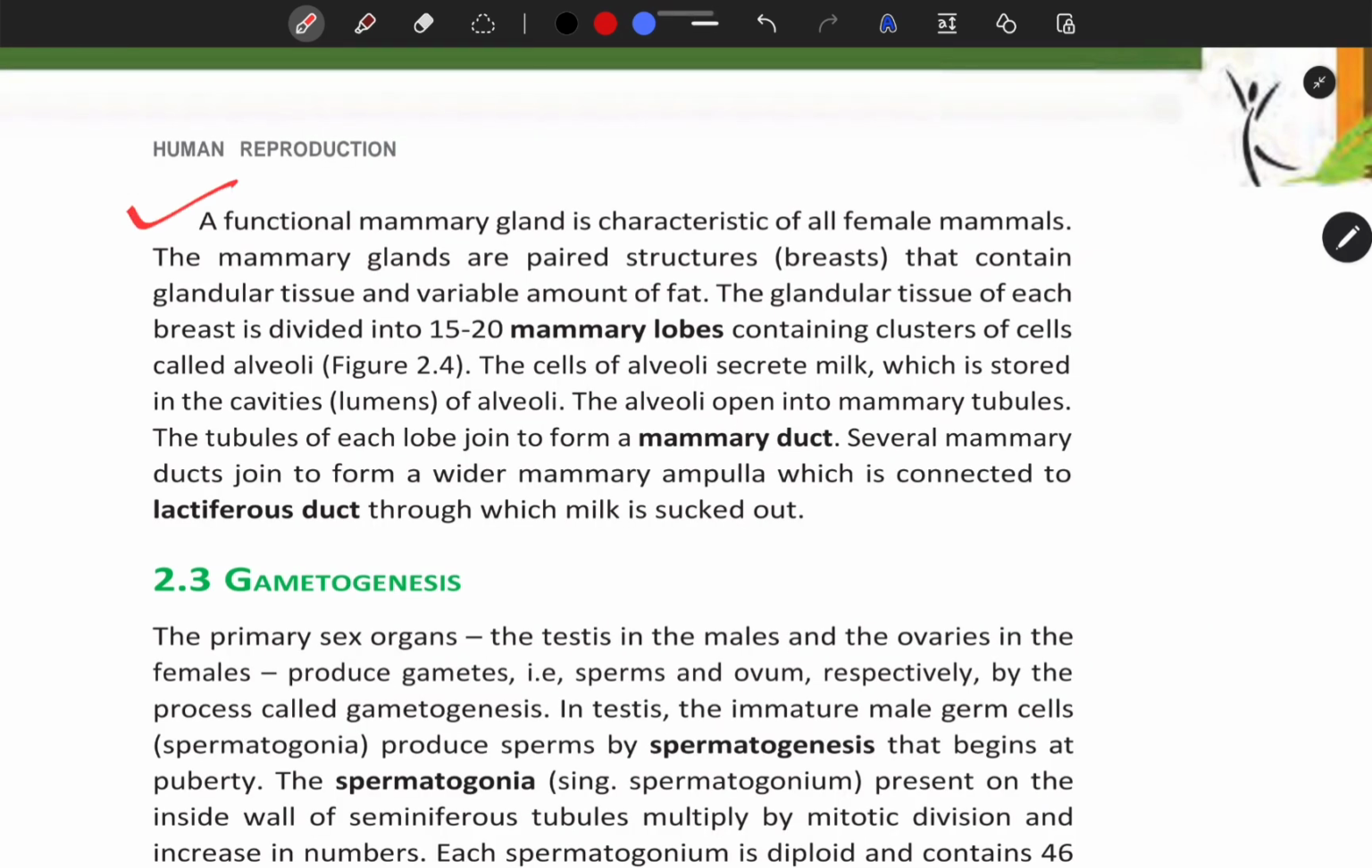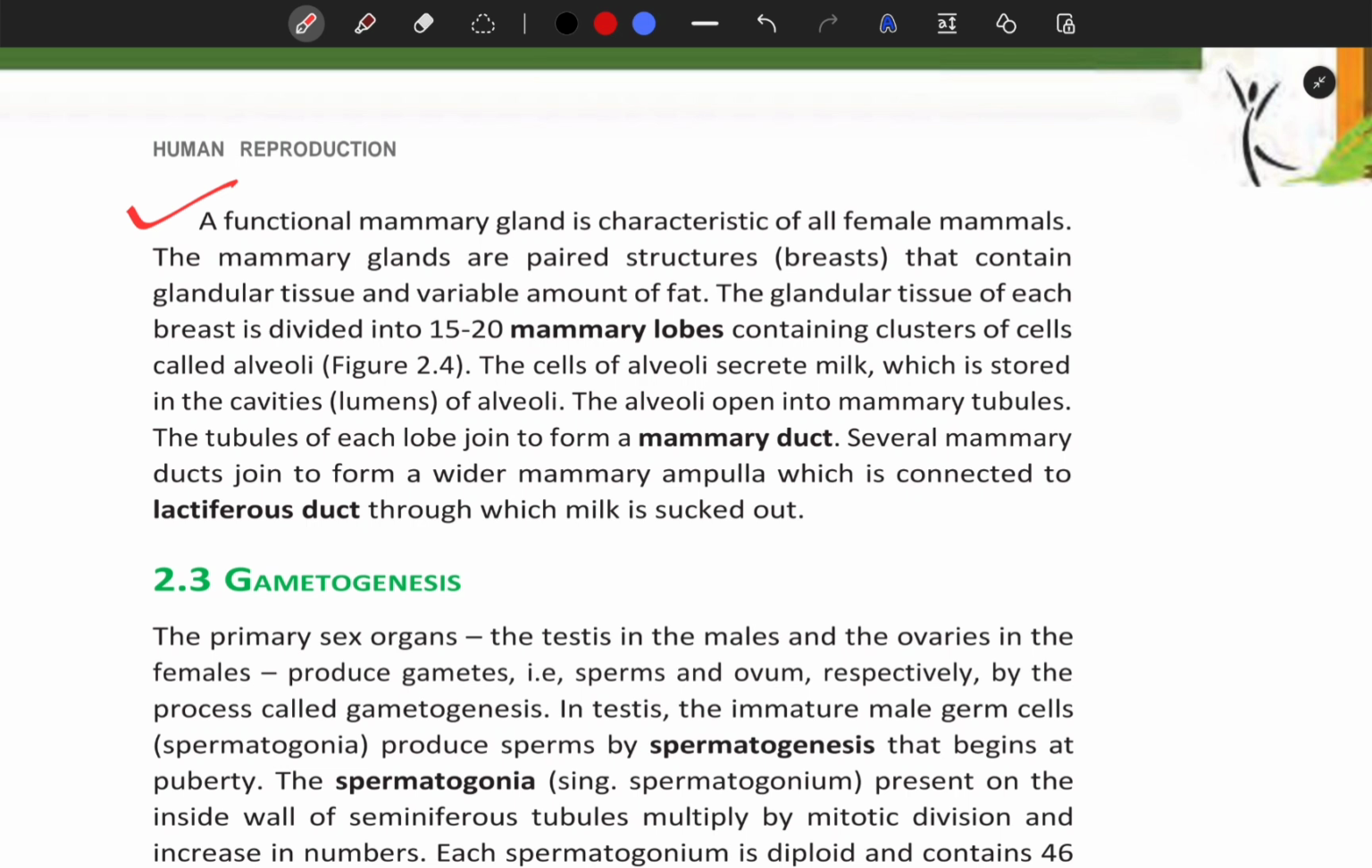A functional mammary gland is characteristic of all female mammals. The mammary glands are paired structures that contain glandular tissue and variable amount of fat. The glandular tissue of each breast is divided into 15 to 20 mammary lobes containing clusters of cells called alveoli. The cells of alveoli secrete milk which is stored in the cavities, that is lumens of alveoli.